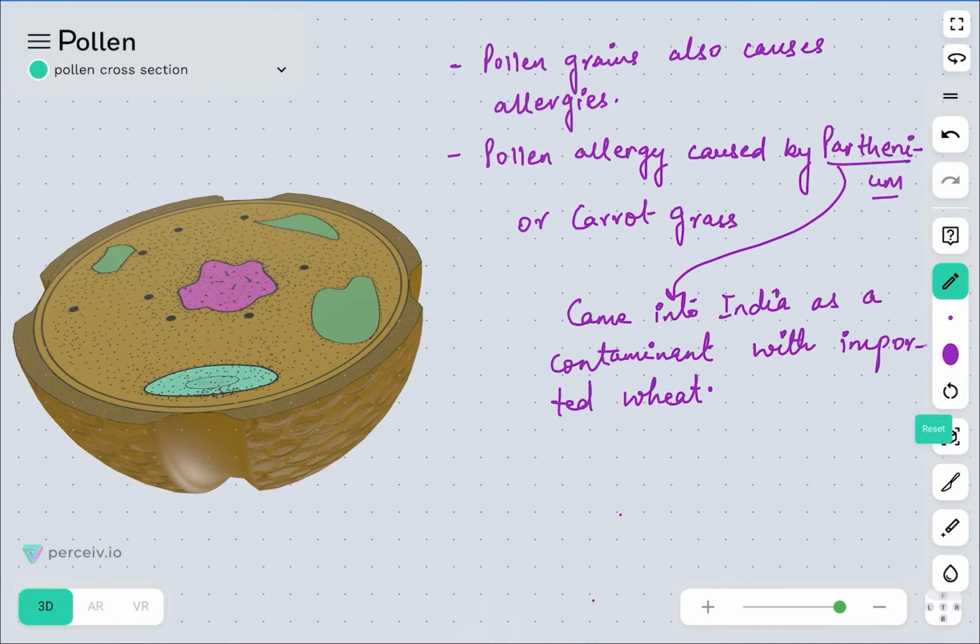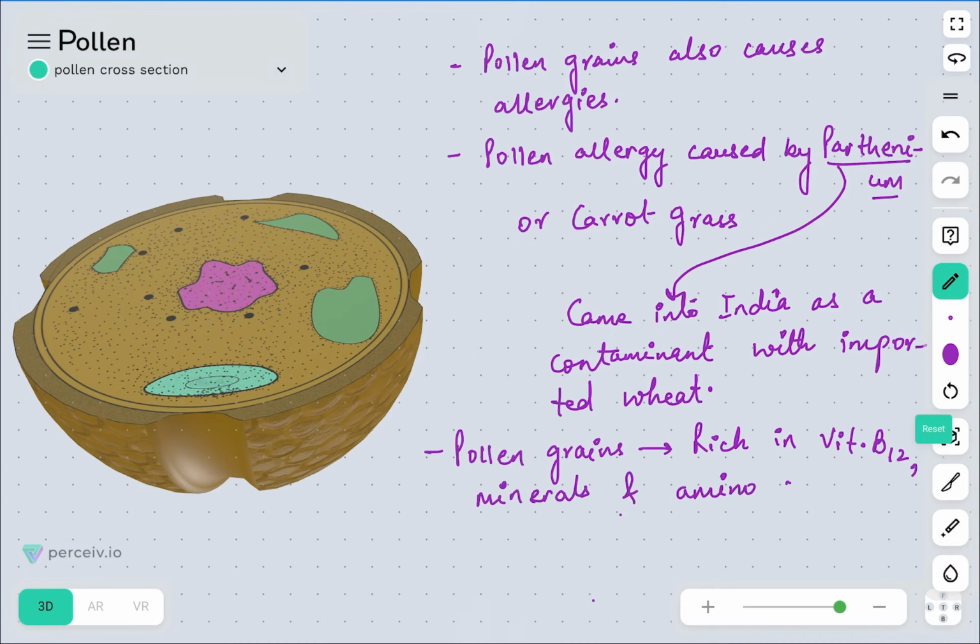Now apart from that, pollen grains are also considered to be rich in nutrients and are used as food supplements in the form of food tablets. Pollen grains are specifically rich in vitamin B12, and very rich in minerals and amino acids. Since they are so rich in nutrients, as a food supplement they have been predominantly used by athletes and race horses in order to increase their performance. Alright, these were some of the important features.